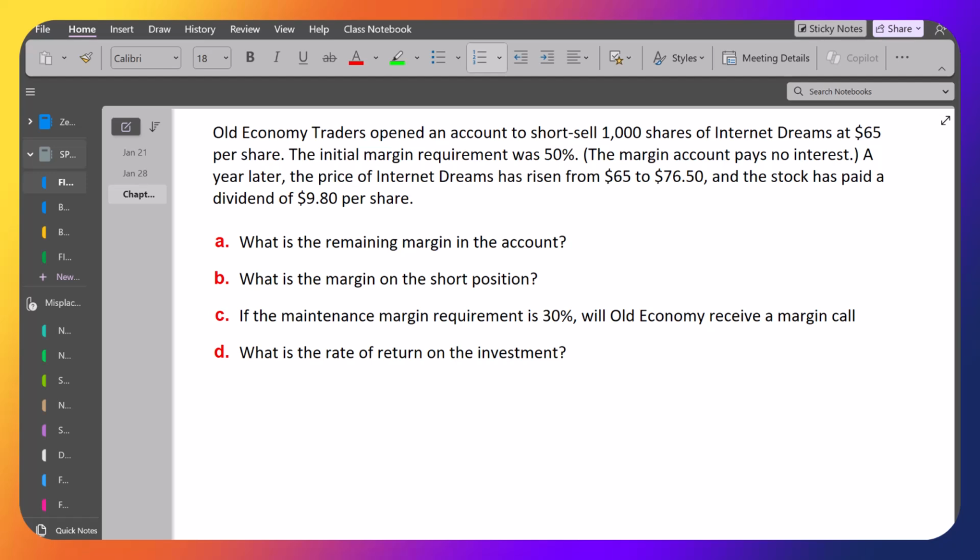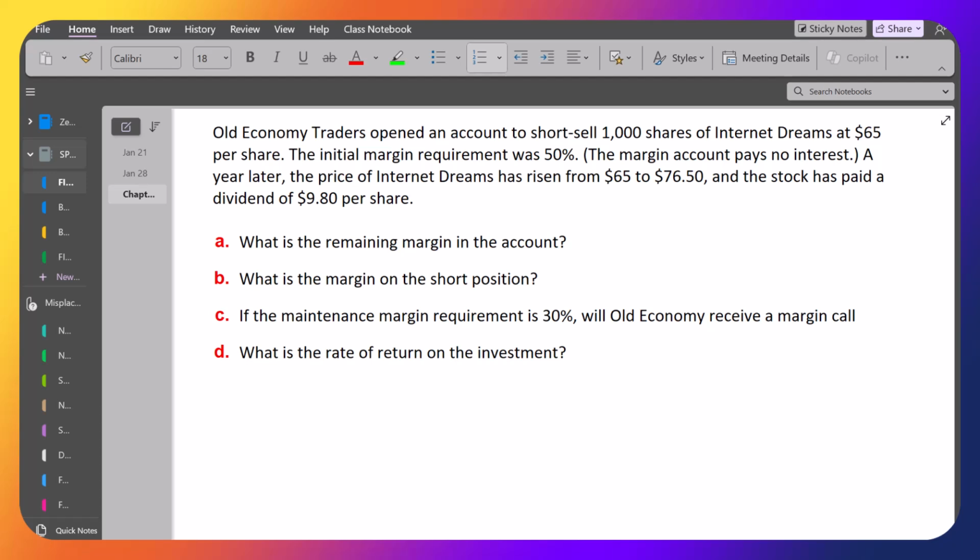All the economy traders opened an account to short sell 1,000 shares of Internet Dreams at $65 per share. The initial margin requirement was 50%, and in this case, normally it does, but this problem says the margin account pays no interest. A year later, the price of Internet Dreams has risen from $65 to $76.50, and the stock has paid a dividend of $9.80 per share.